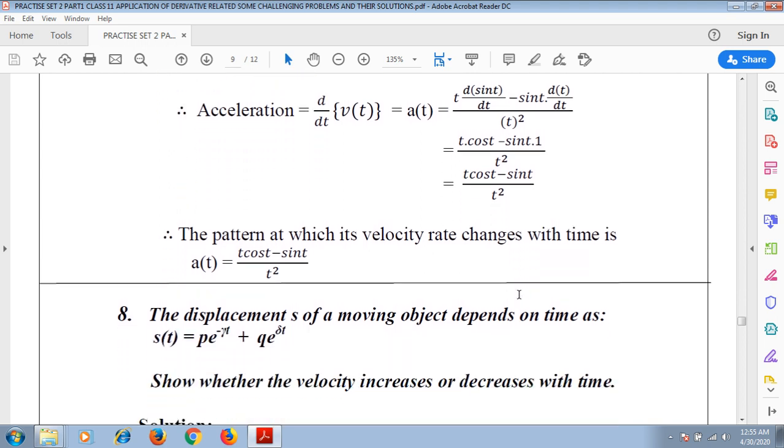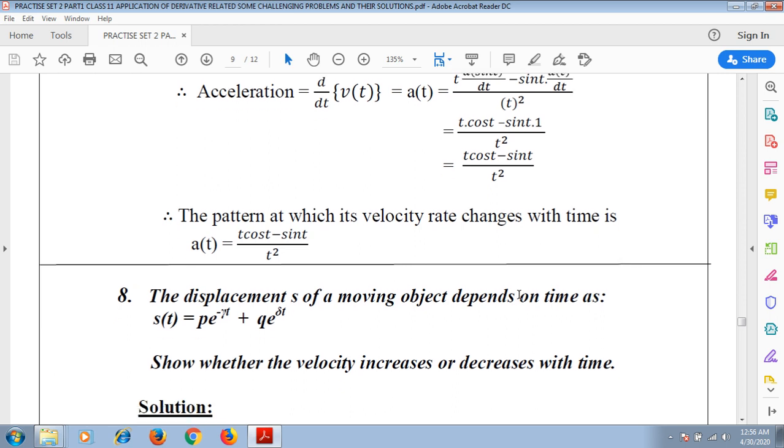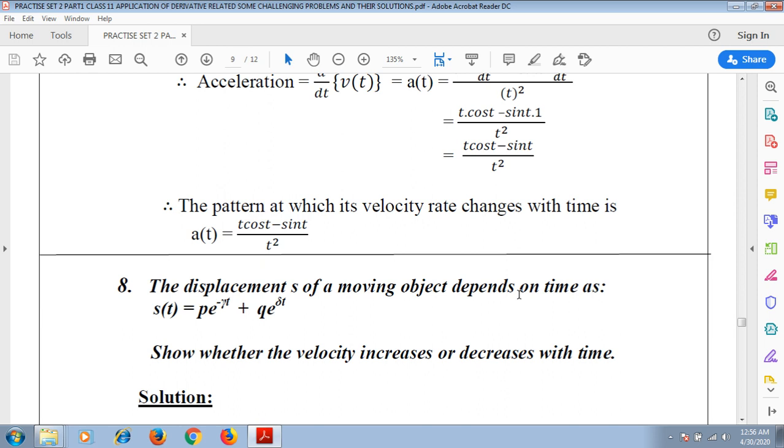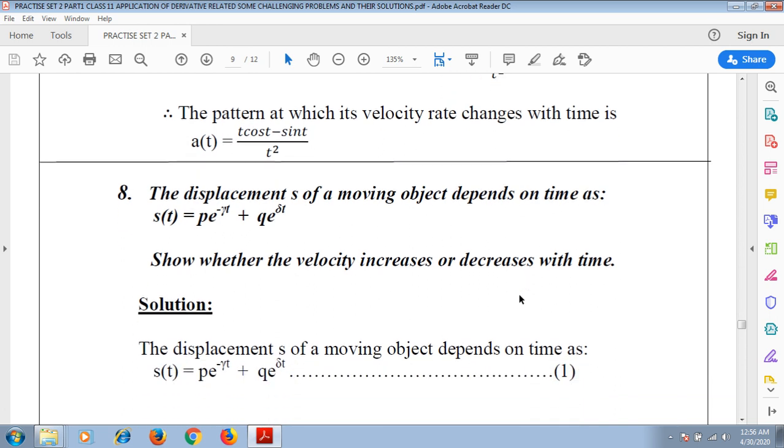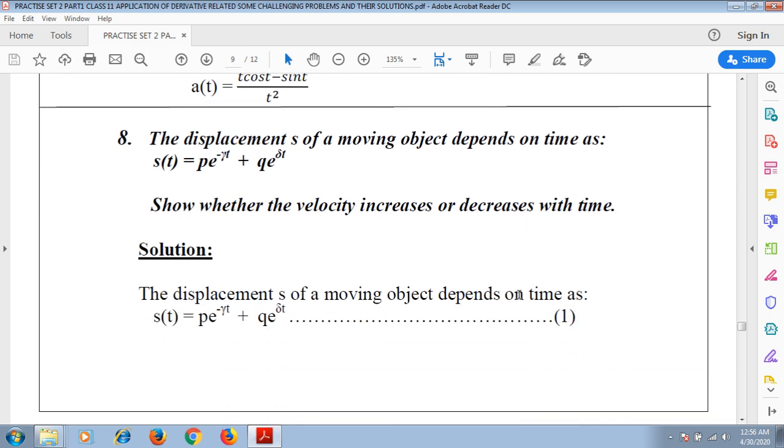Okay, the displacement s of a moving object depends on time as s(t) equals p into e to the power minus gamma t plus q into e to the power delta t. Show whether the velocity increases or decreases with time. So we have been given one equation, that is s(t) equals p into e to the power minus gamma t plus q into e to the power delta t. We have numbered it as equation 1. It reveals the dependency of displacement on time.